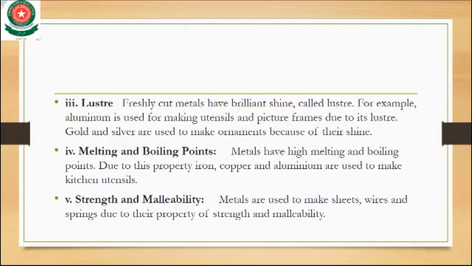And the next is strength. The fifth use of metal is strength and reliability. Metals are used for making sheets, wires, and springs due to their property of strength, because they have very strong strength and reliability.